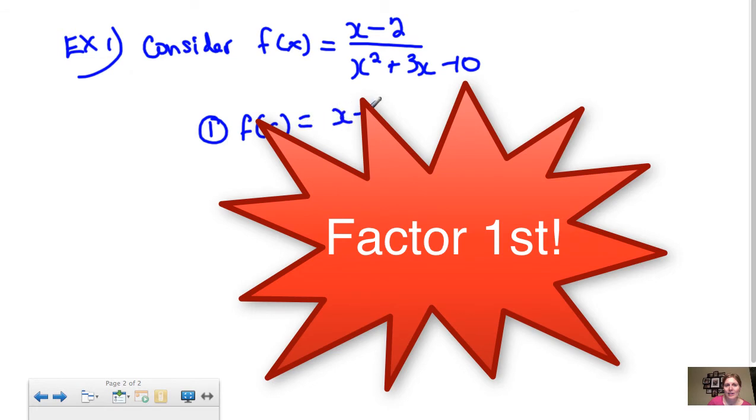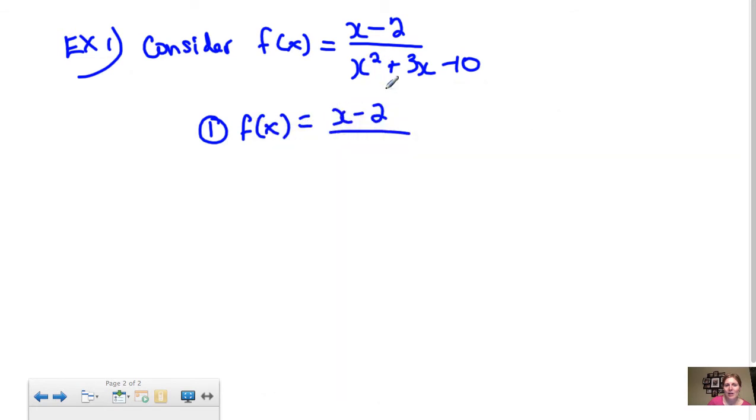So the numerator doesn't factor out. The denominator, I got a simple trinomial here, so what multiplies to negative 10 and adds to 3? That would be x plus 5 and x minus 2.